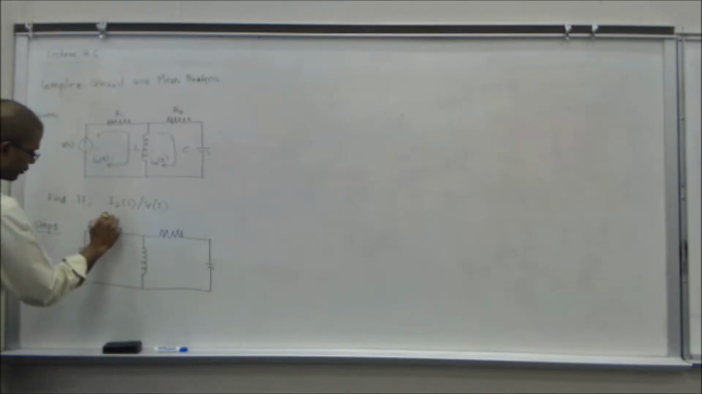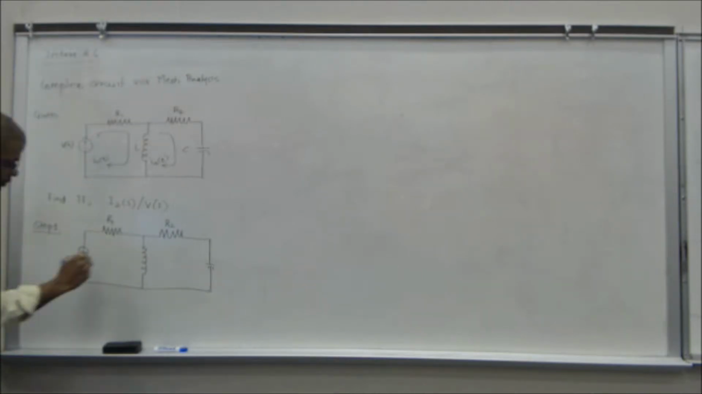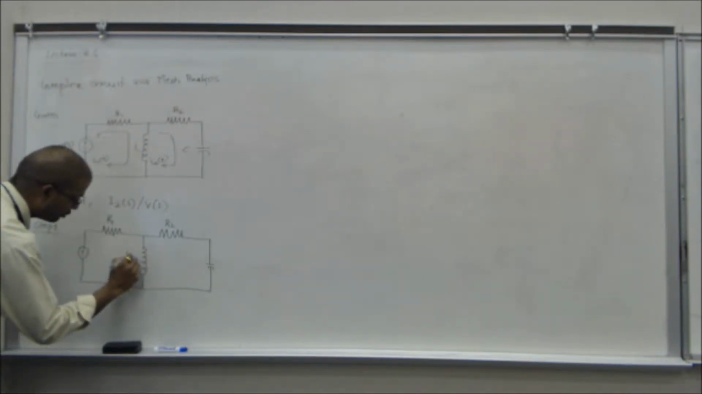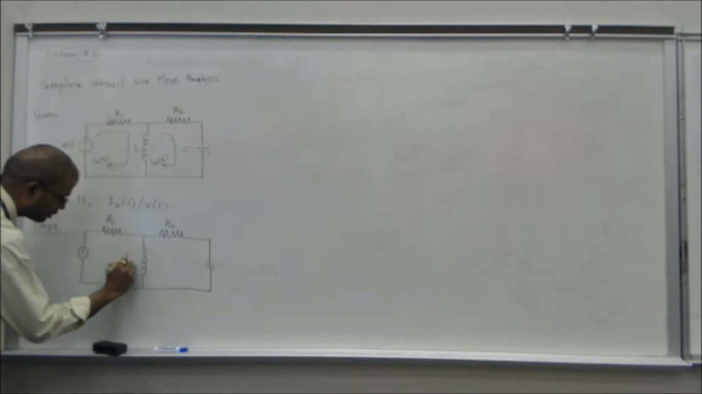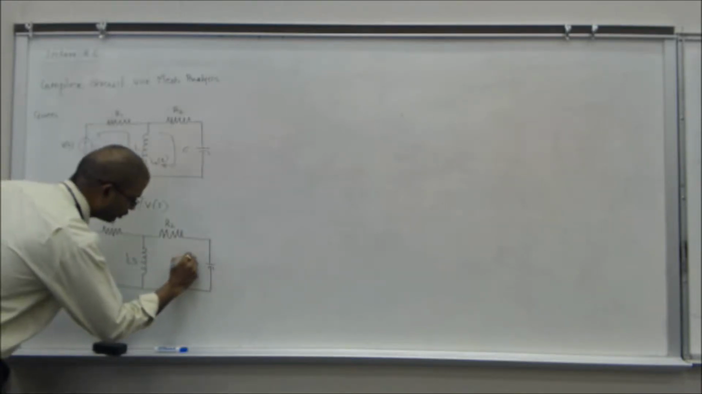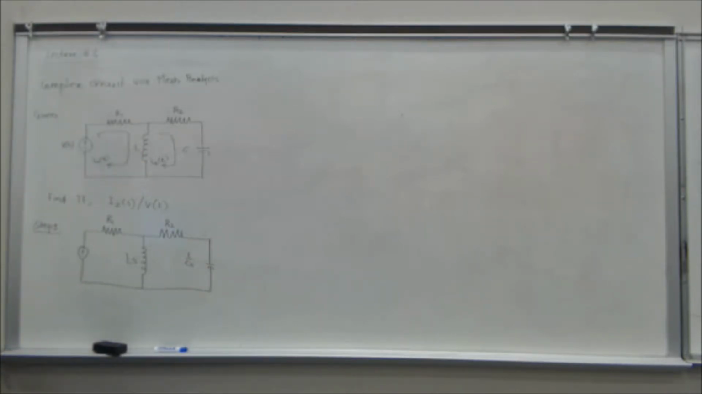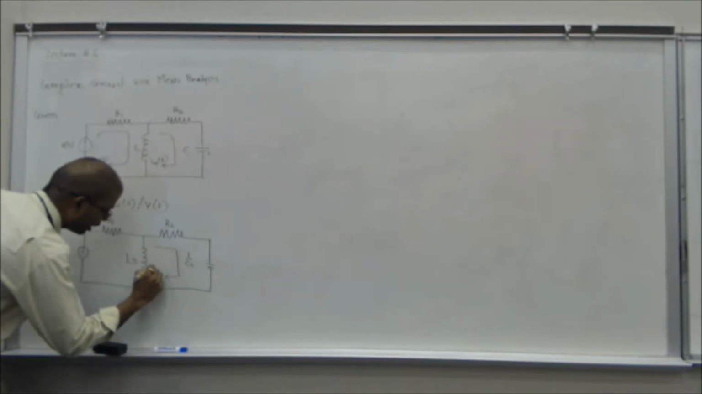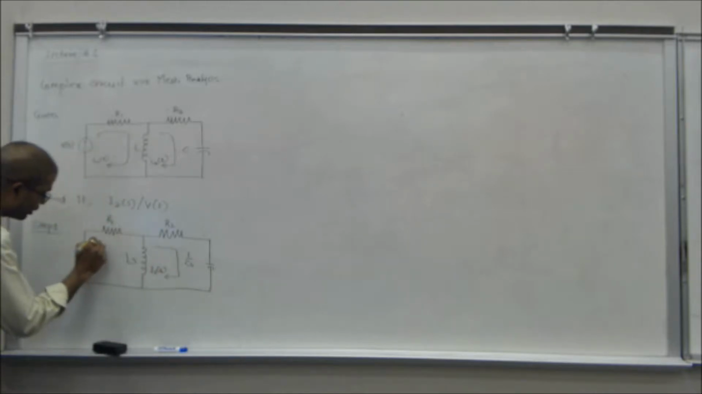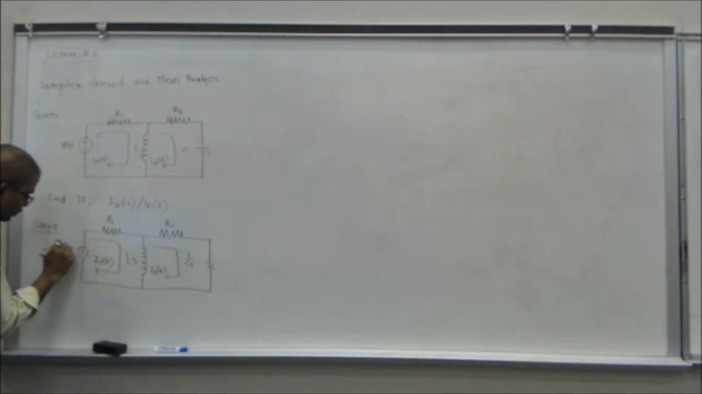So the impedance for the resistor is R1, just R1, this is R2, right? Impedance for inductance is LS, whatever the inductance value times the variable S, and for capacitance it would be 1 over CS, whatever the capacitance value. The variables could be represented as, here it would be I2 of S, and here it would be I1 of S, and the voltage would be V.